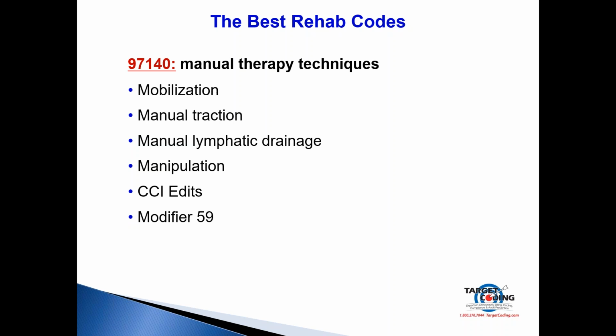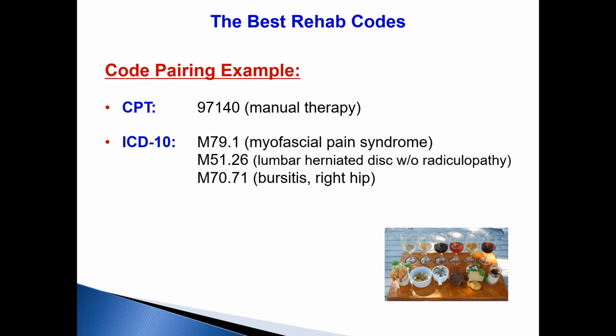Now, when you're performing one of these therapeutic procedures, it's a good idea to match these CPT codes with an appropriate diagnosis code. I call it code pairing, like pairing wine and food. So pair myofascial pain syndrome, that's a diagnosis, a herniated disc, bursitis of the hip. Those three ICD-10 codes match beautifully and pair beautifully with manual therapy.